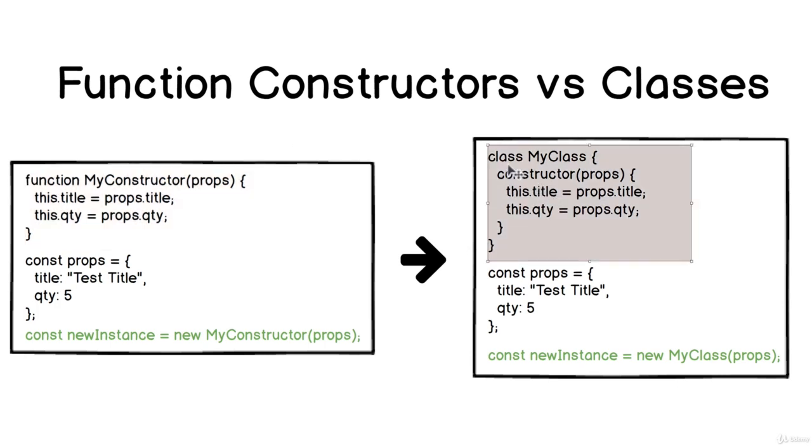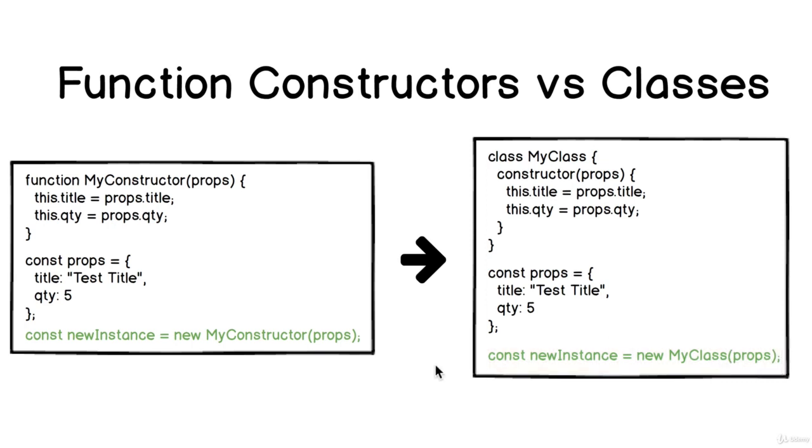So let's suppose that we rename it to myClass, and as you notice here, this entire function will migrate into the constructor method of this myClass. Props remain here, and inside the body of this method there will be the same two statements: this.title equal to props.title and this.quantity equal to props.quantity. And the remaining part of the code remains unchanged. So here we create a new instance of myClass in the same way as with function constructors. We use the new keyword, then the name of the class, and here we pass properties as an argument.